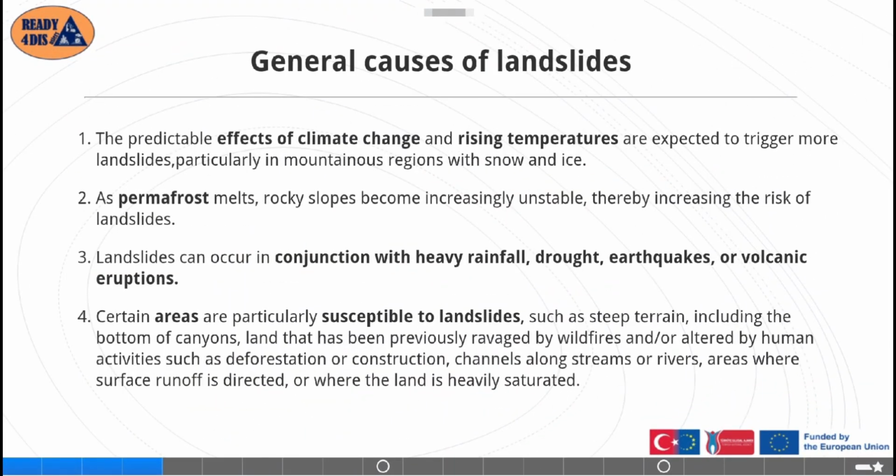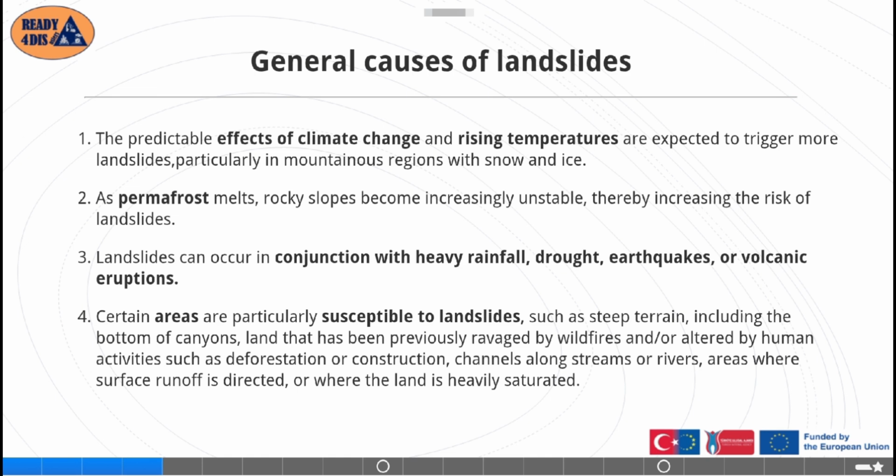General causes of landslides. Multiple natural and environmental processes play a role in the occurrence of landslides. Climate change and rising temperatures significantly increase landslide risk, especially in mountainous regions covered with snow and ice. The thawing of permafrost weakens the integrity of rock slopes, leading to instability and increasing the likelihood of movement.